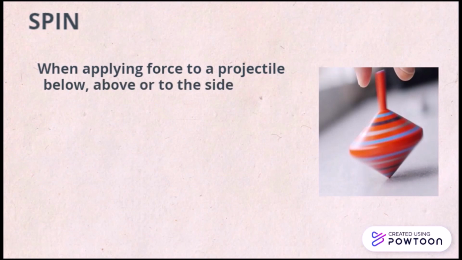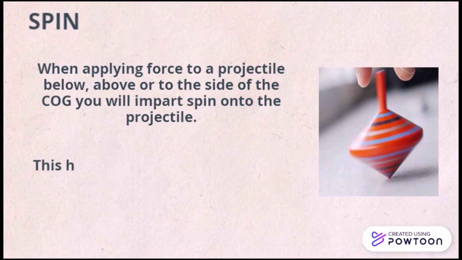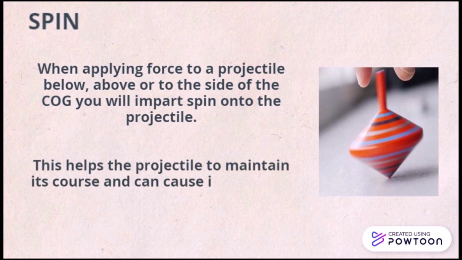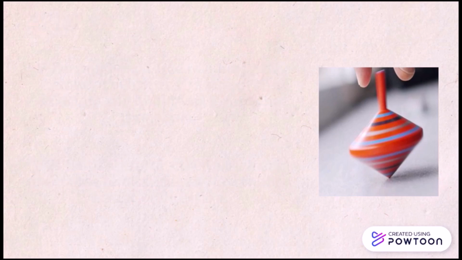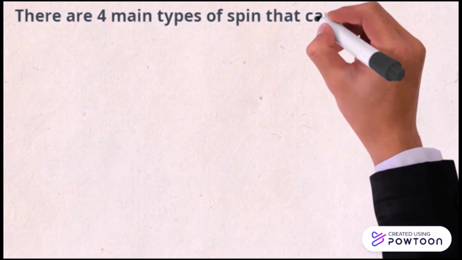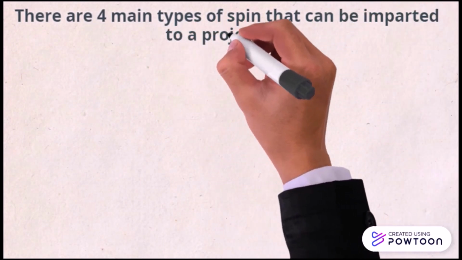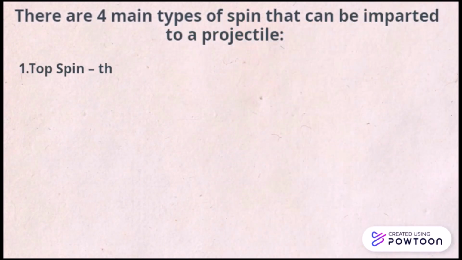When applying force to a projectile below or above the center of gravity, it will impart spin into the projectile. This helps the projectile to maintain its course and can cause it to change height or direction. There are four main types of spin that can be imparted to a projectile. Top spin.